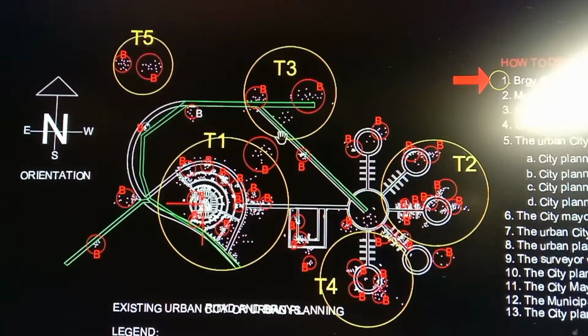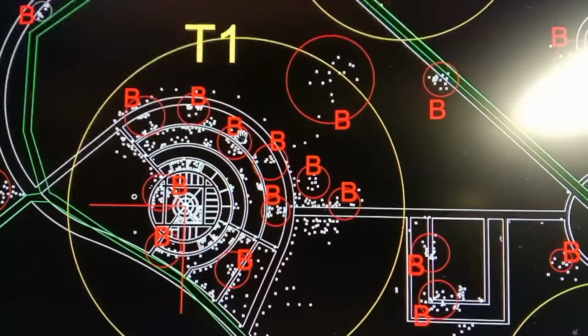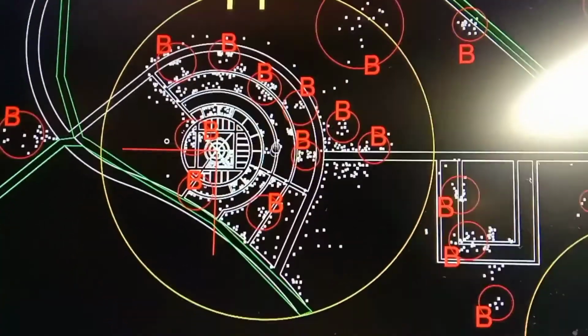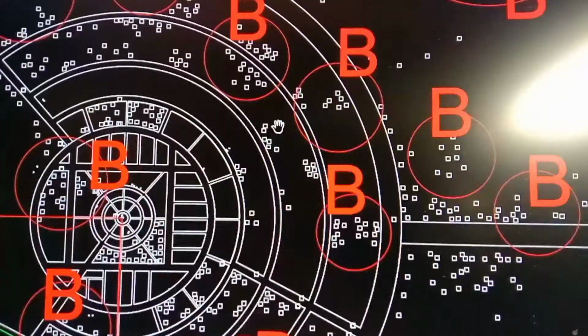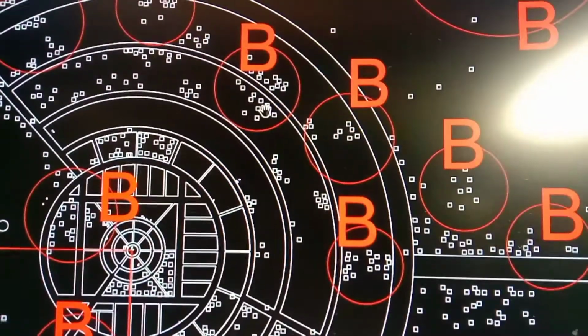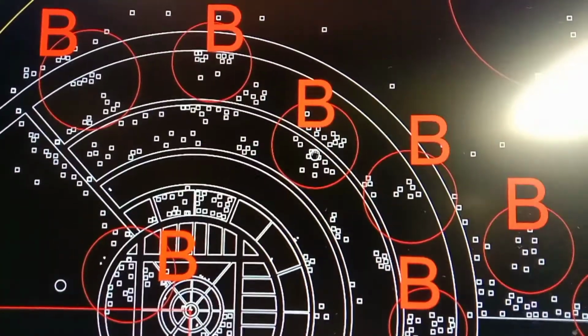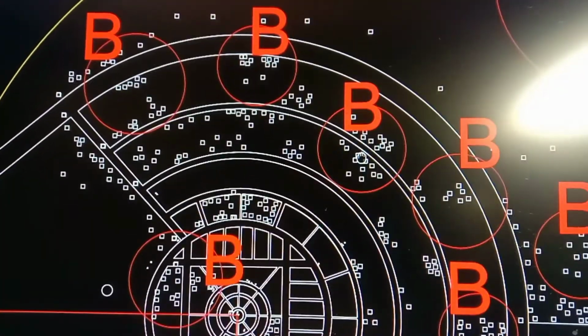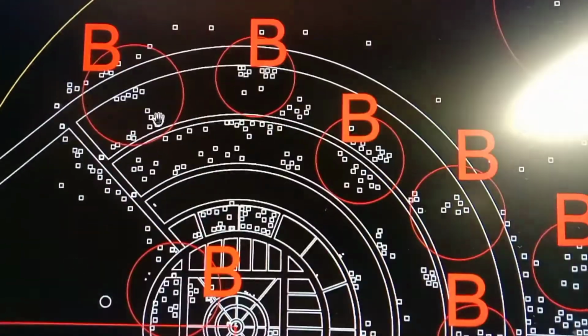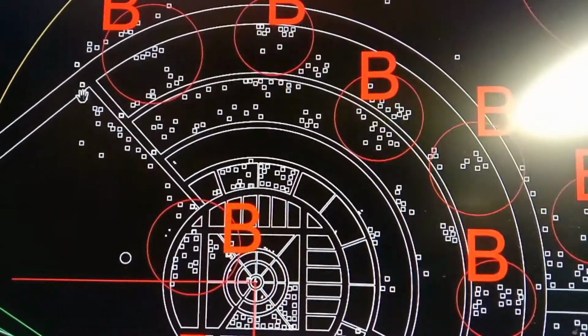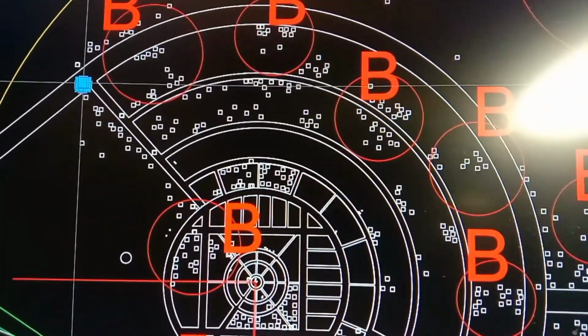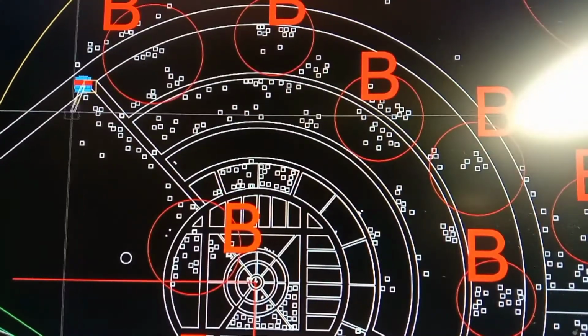For this one, the town here, town 1, look at the design here. Some of the buildings here are within the roads, so this needs relocation. There is one here. You have to relocate this area, transfer it somewhere.